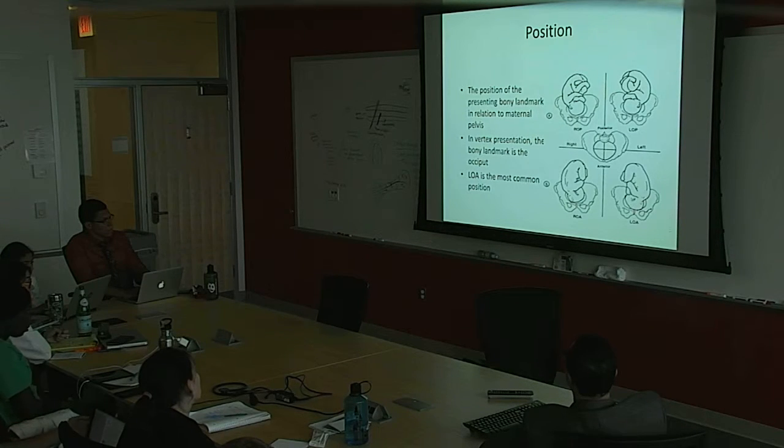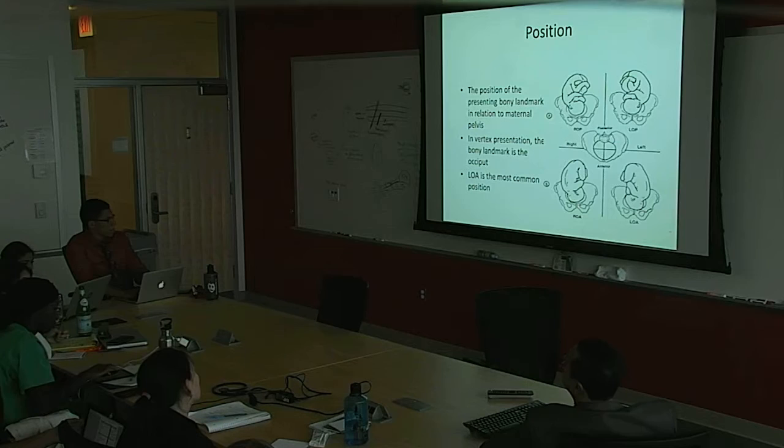You can have ROA, which means it's to the right side instead. Then ROP and LOP, which is occiput posterior. If they're occiput posterior, it may take a little more time for the delivery.